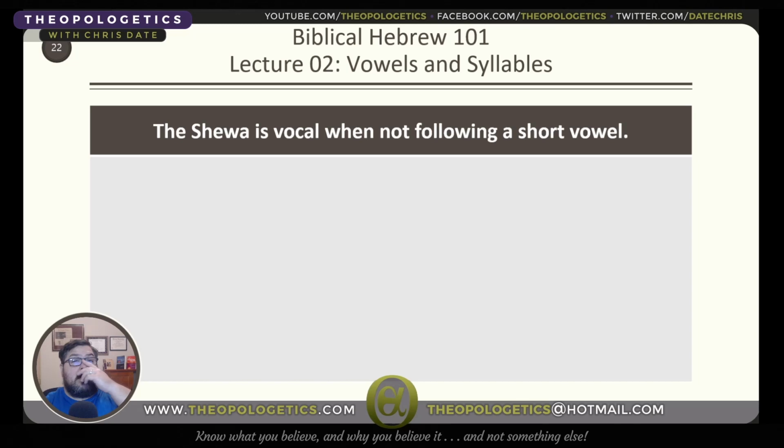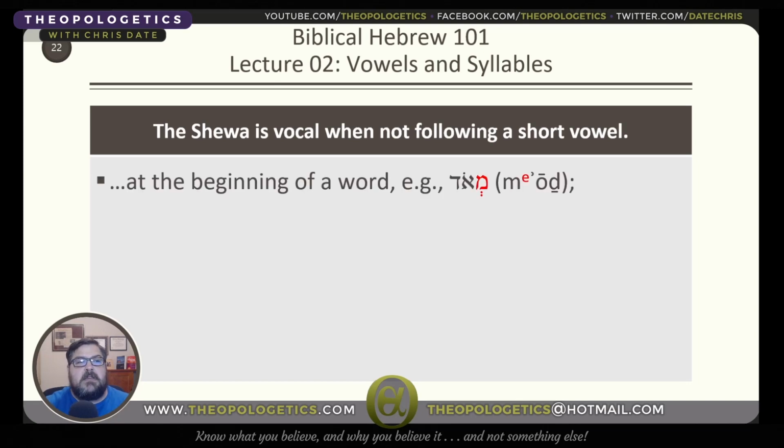Now, how do you tell when a shva is vocal versus silent? Well, the very rough and ready rule is to think that the shva is vocal when it doesn't follow a short vowel. But let's break this down into more specific applications. When it's at the beginning of the word, like the word we just looked at, ma'od, it is vocal, right? Because it's not following a short vowel. It's at the beginning of a word.